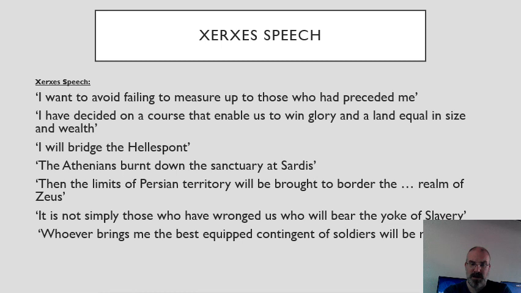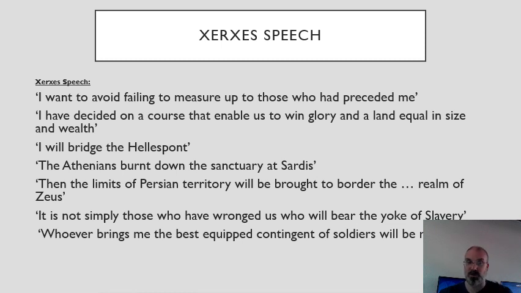He then goes on to point out that the Athenians burnt down the sanctuary at Sardis. Well, this is true, and it's not wrong, and Herodotus acknowledges, in a sense, that the Athenians should be punished for the hubris of burning down a god's sanctuary, even accidentally. And so Xerxes seems to have some slightly positive, noble motivation, but really that drops away, and we see why he does it a little bit later on, where he says, then the limits of Persian territory will be brought to the border of the realm of Zeus. So he is talking about taking over the whole world, and then comparing himself to Zeus.